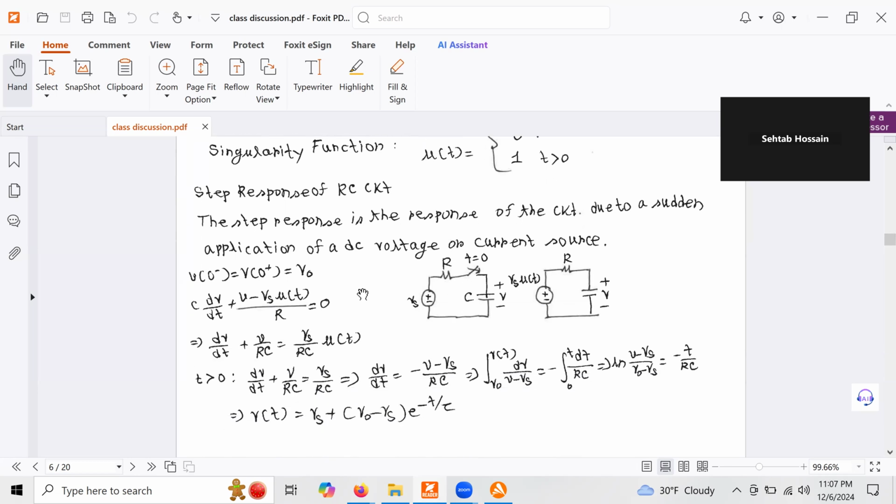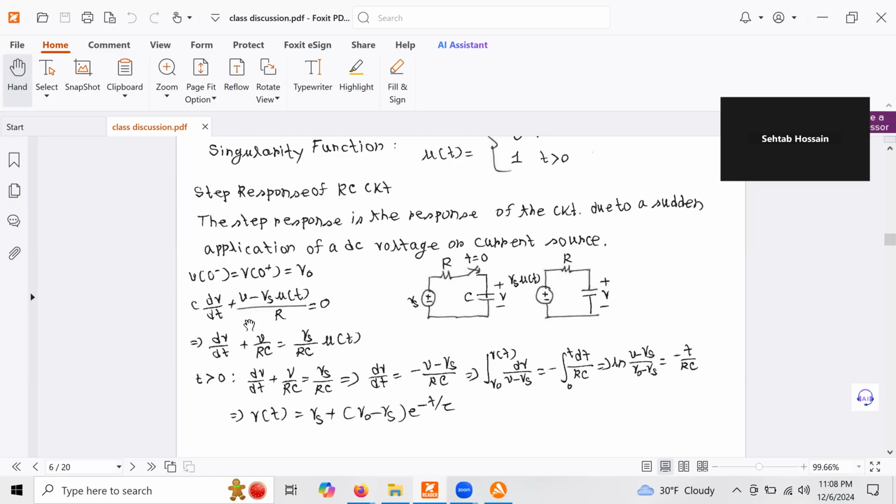So let's talk about the step response of the RC circuit. The step response is the response of the circuit due to a sudden application of a DC voltage or current source. So we apply this DC voltage over here, then we have a switching mechanism over here. So at time t0, this switch will be closed. Then it becomes just like this. Okay, so for the initial condition, we have initial voltage V0.